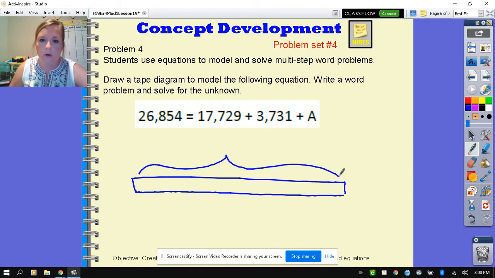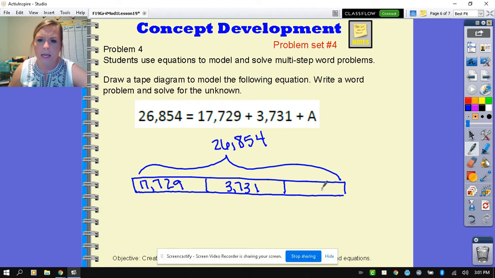Okay, so our total, whatever it is for our word problem, is 26,854. Okay, so we have a section of it that is 17,729. A section of it that is 3,731. I should have made that bigger and this one smaller. And then a section of our total that is A. And A is our unknown.